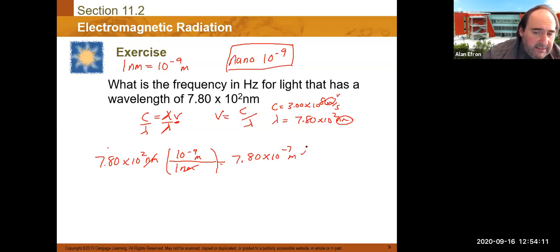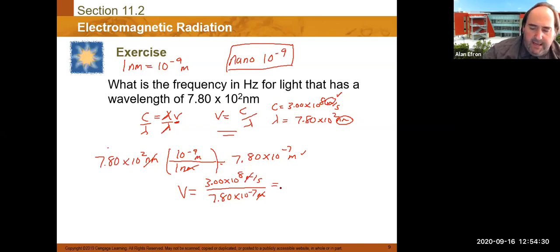Our speed of light's in meters, so we can go into this equation here. So we will have v is equal to 3 times 10 to the 8 meters per second divided by 7.8 times 10 to the minus 7 meters. Meters are going to cancel. And again, exponent button, so 3 exponent button 8 divided by 7.8 exponent button minus 7. We will get a frequency of 3.85 times 10 to the 14.